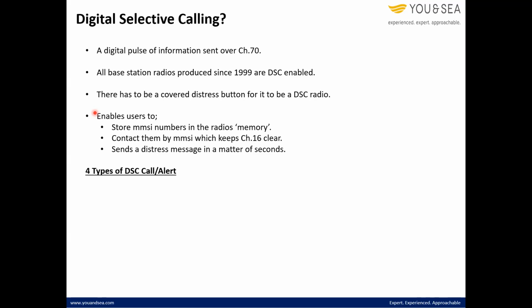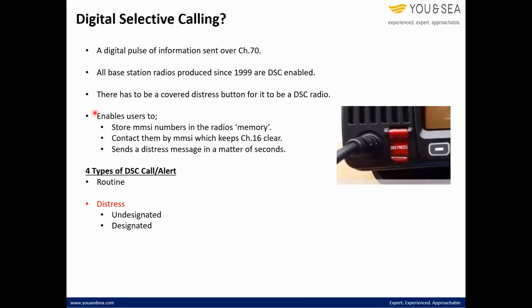There are 4 types of calls and alerts. Really, there's 1 type of call and 3 types of alerts, but we'll put them all under this for now. So we've got a routine call, and I probably will end up doing another chat on the routine side of it. But for now, we're going to look at distress. And there's 2 types of those, undesignated and designated. That's hitting that red button, or going into the menu, selecting the distress scenario you're in, and then pressing the red button. Or we've got an urgency call.